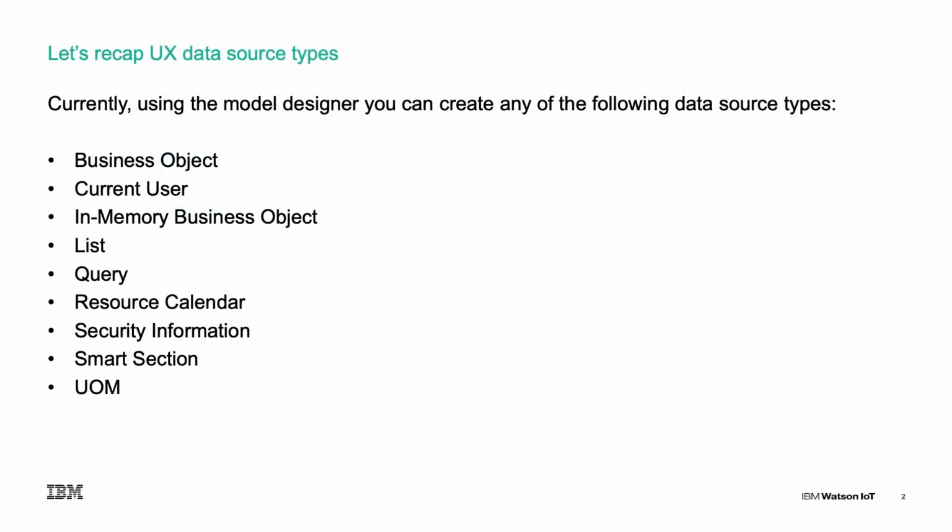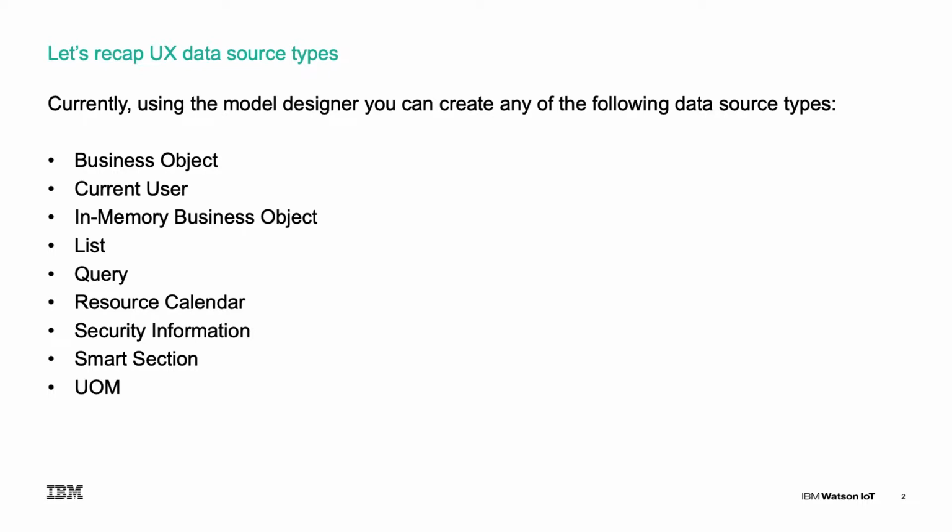Let's first recap the data source that we can create in a UX framework module. Currently, there are 9 data source types. A business object that we can use to interact with a single record. The current user data source to get information about the logged user.